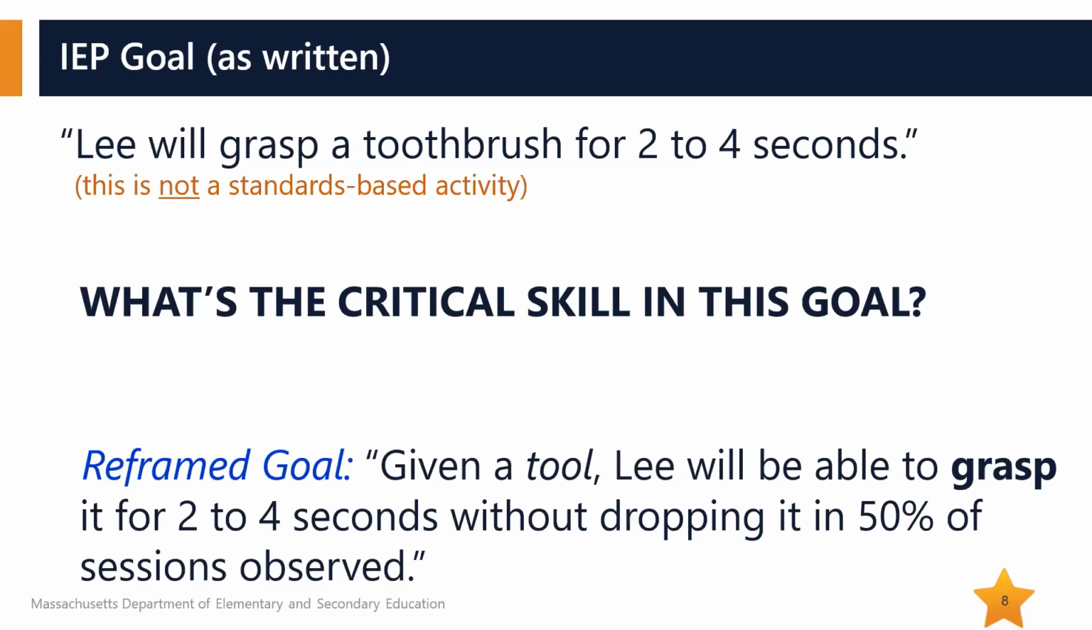So then I took a look. What's the critical skill in toothbrushing? Focusing on the critical skill of grasping was really helpful to me. When I reframed this goal, instead of grasping a toothbrush, into given a tool, he'll grasp it for 2 to 4 seconds without dropping it, I found ways to practice this skill across all contents all day. And I found ways to incorporate grasping across the curriculum.